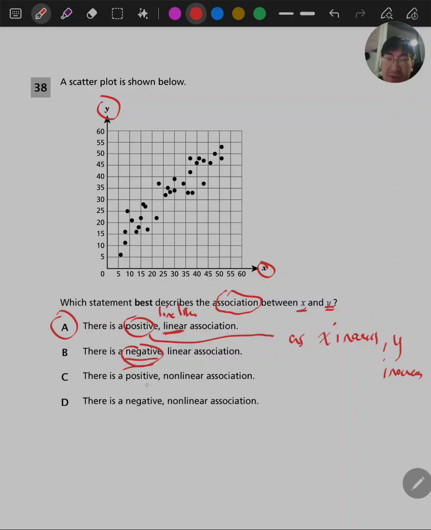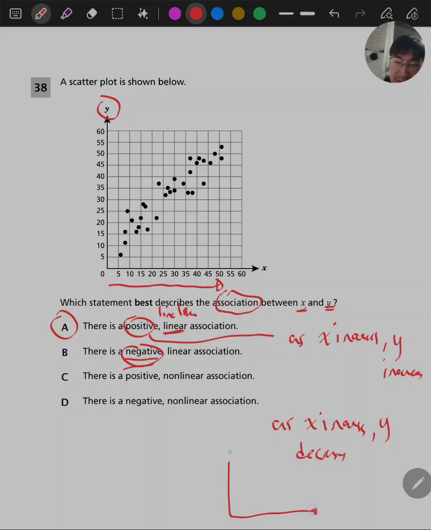A negative association is when as one variable increases, the other one decreases. Okay, so here, let's see what's happening. As I go in this direction, the X is getting bigger. So as X increases, negative association would be as Y decreases. So if you had a negative slope, like for example, like this, right? This is a negative slope. If you had a scatter plot like this, it would have a negative association, okay? So it can't be that.